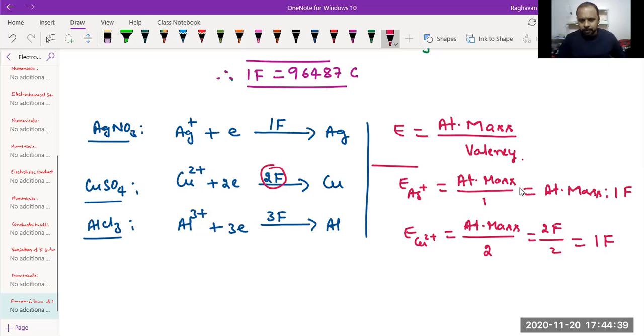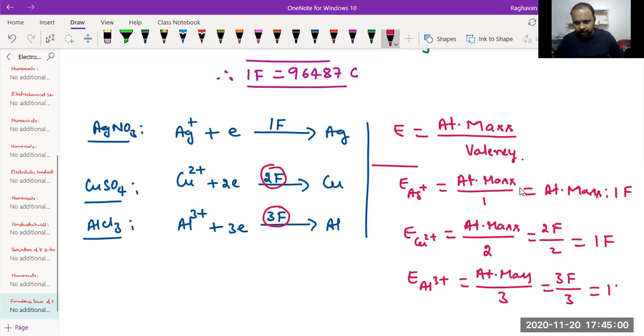So 1 equivalent mass is deposited by 1 Faraday. Similarly, what is the equivalent mass of aluminum? Atomic mass divided by charge, valency 3. 1 atomic mass is deposited by how many Faraday? 3 Faraday. So 1 equivalent mass is deposited by 1 Faraday. What does it mean? So there is some clarity now.